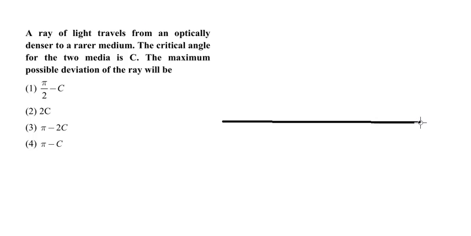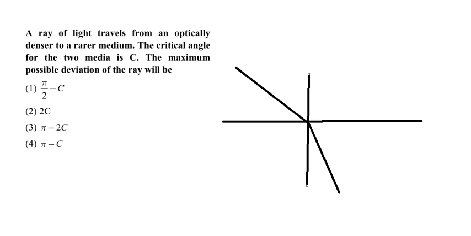Consider that this is a line separating two media, and also assume that there is a light ray falling on the surface. So naturally this will undergo refraction, and if you draw the normal here, this is the normal. You can mark angle of incidence here, angle of refraction here. So here I am assuming that this is rarer medium and this is denser medium.